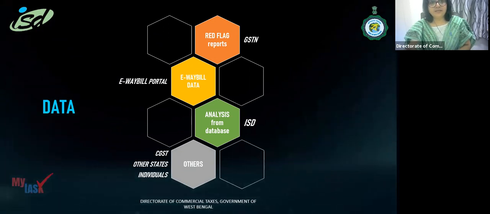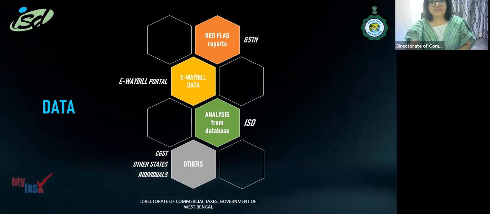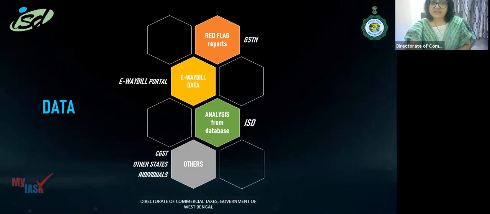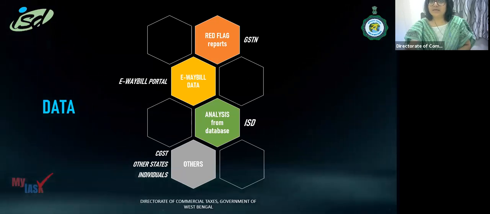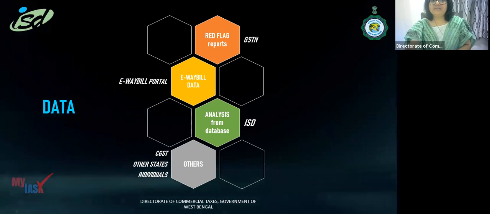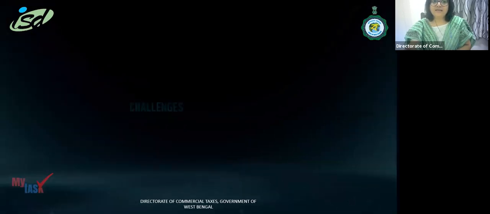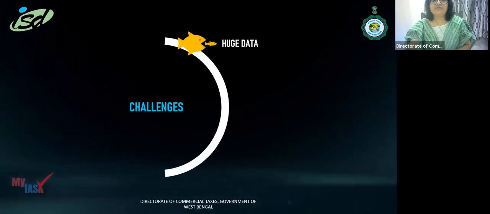The scope of working of this module is not limited to the Directorate of Commercial Tax. It encompasses intelligence sharing across our own directorate and inter-directorate. By inter-directorate, I mean the Directorate of Revenue Intelligence or the police or CBI, and even with other states and the central counterpart of GST.